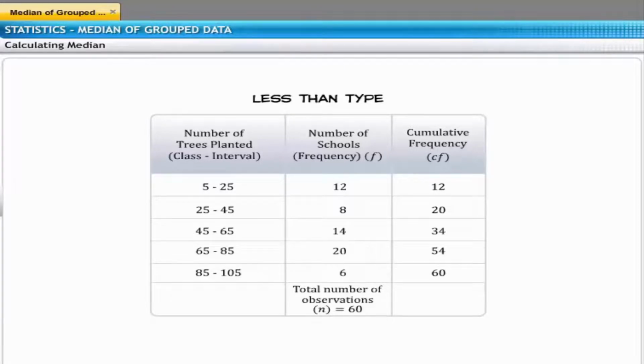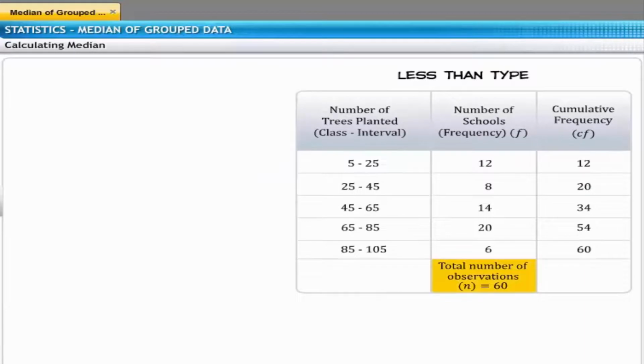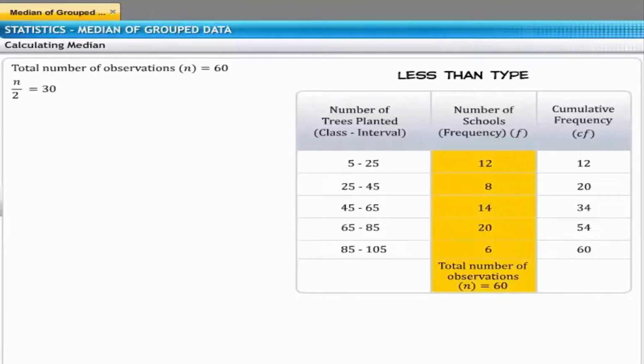The first step is to find half of the total number of observations. The total number of observations is given by the sum of all the frequencies and denoted by n. In this case, n is equal to 60. So, half of the total number of observations is equal to n by 2, which is equal to 30. Note that to calculate n, or n by 2, we use the frequency and not the cumulative frequency data.